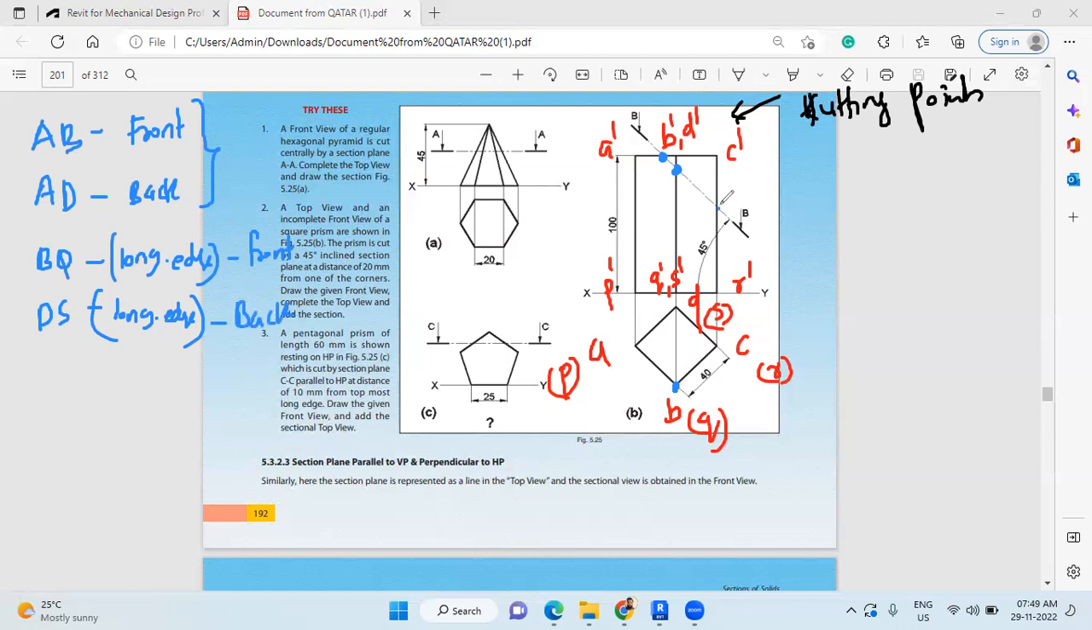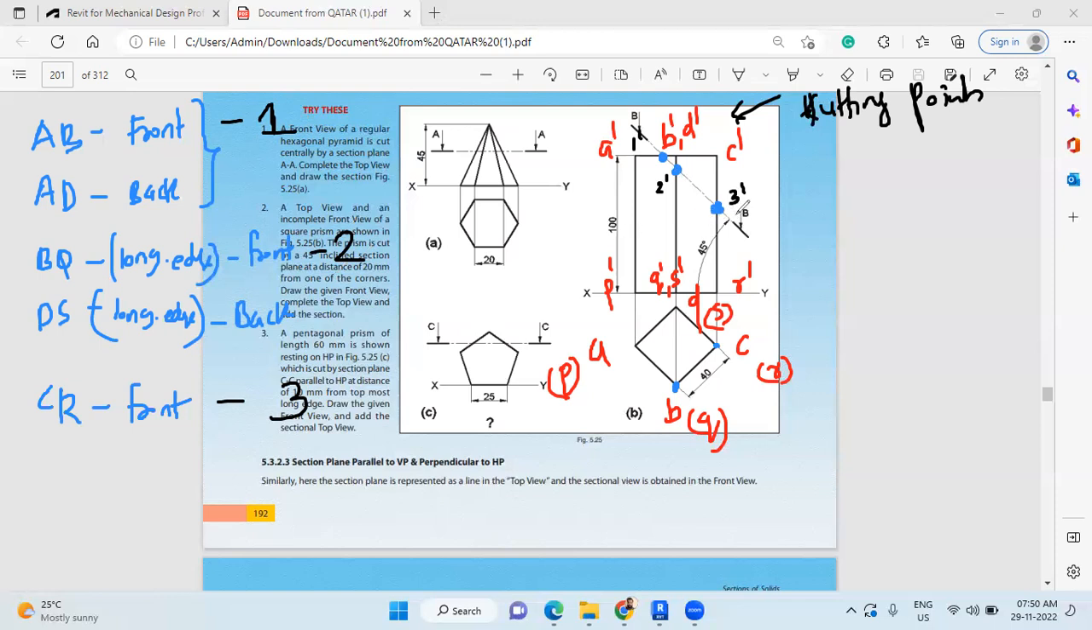Then here, how many cutting points here? One. Okay, that is CR. So that is in the front side. Then I will name the cutting points. Front side points: AB front one, then BQ front two, then CR front three. So these are the first three cutting points. I will mark 1 dash, 2 dash, 3 dash.